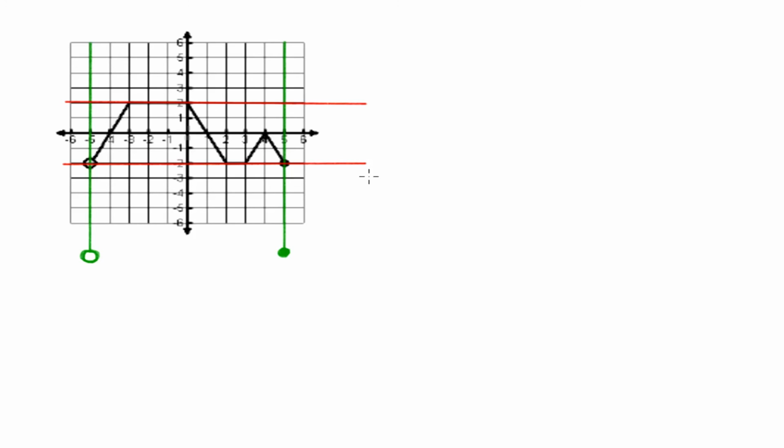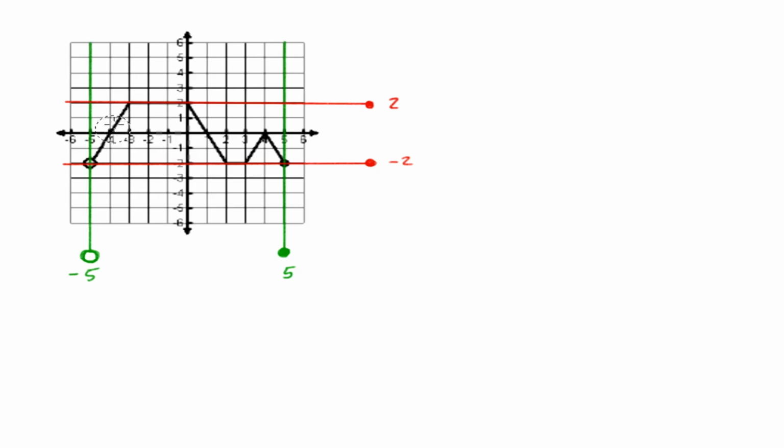Now, for the top and bottom, it's a little more confusing. While this is open, meaning that this part of the graph never actually goes this low, if I follow it along, this part of the graph does go that low. So I'm going to have a hard circle here and a hard circle here. Now we just need to identify the numbers. So this is at -5, right there. This is at 5. The bottom is at -2. And the top is at 2.